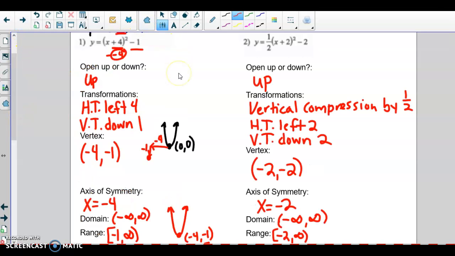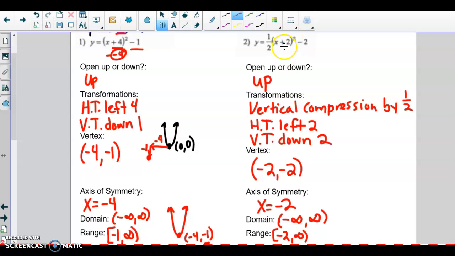So here are my answers to the second example. Hopefully you had a chance to do them and pause the video. The second one opens up because A is positive. That 1/2 is a vertical compression by a factor of 1/2, so the graph appears wider. The plus 2 with X is a horizontal translation left 2.